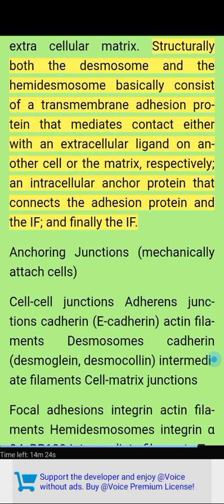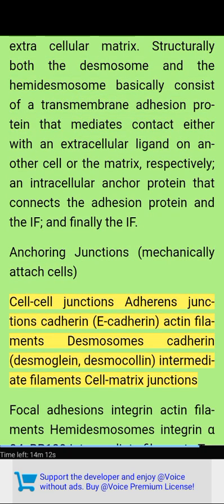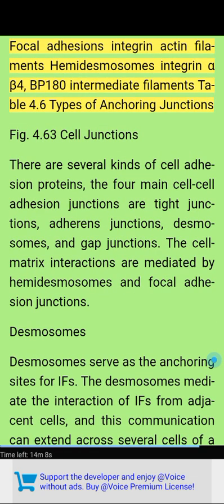Structurally, both the desmosome and the hemidesmosome basically consist of a transmembrane adhesion protein that mediates contact either with an extracellular ligand on another cell or the matrix, respectively, an intracellular anchor protein that connects the adhesion protein and the IF, and finally the IF. Anchoring junctions mechanically attach cells. Cell-cell junctions: adherens junctions, cadherin, E-cadherin, actin filaments; desmosomes, cadherin, desmocollin, desmoglein, intermediate filaments. Cell-matrix junctions: focal adhesions, integrin, actin filaments; hemidesmosomes, integrin alpha6 beta4, BP180, intermediate filaments. Table 4.6: Types of anchoring junctions.